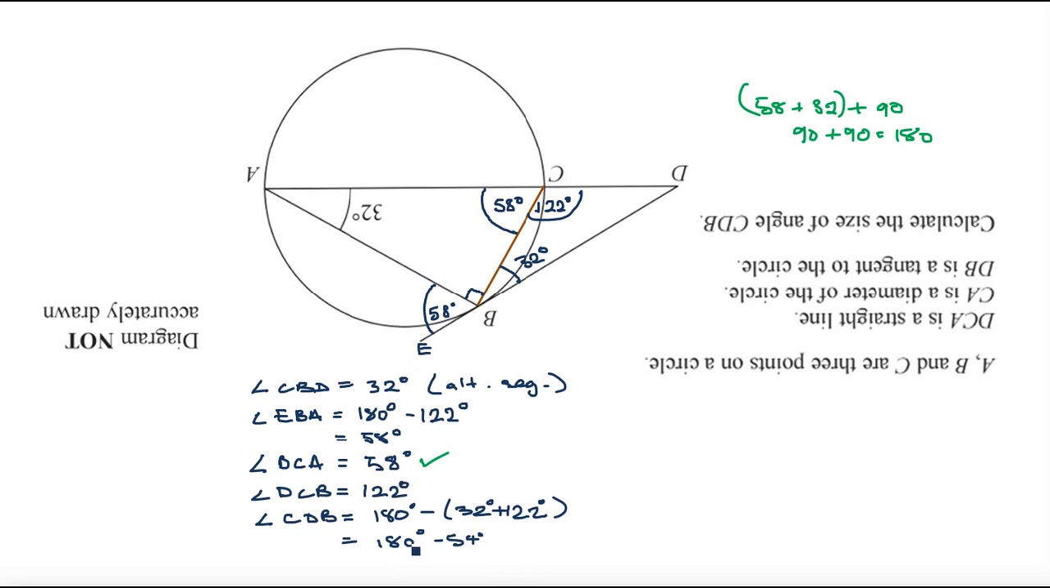We've now got, let's just rub this out then. Let's recalculate. Okay, we've got 32 plus 122, that's 154. That sounds better. So you can tell often when you make mistakes like that because they just look ludicrous. Okay, 180 minus 154 gives us 26. Okay, so my answer is that angle CDB must be 26 degrees.